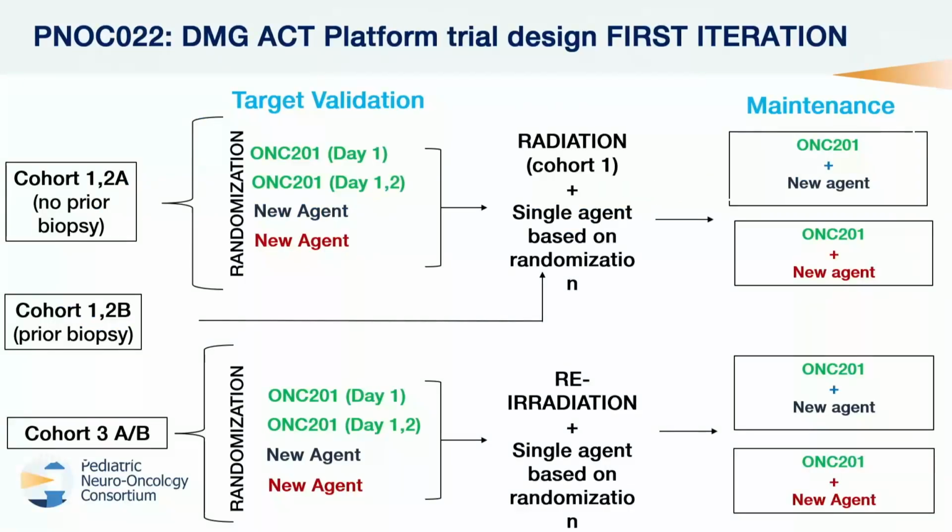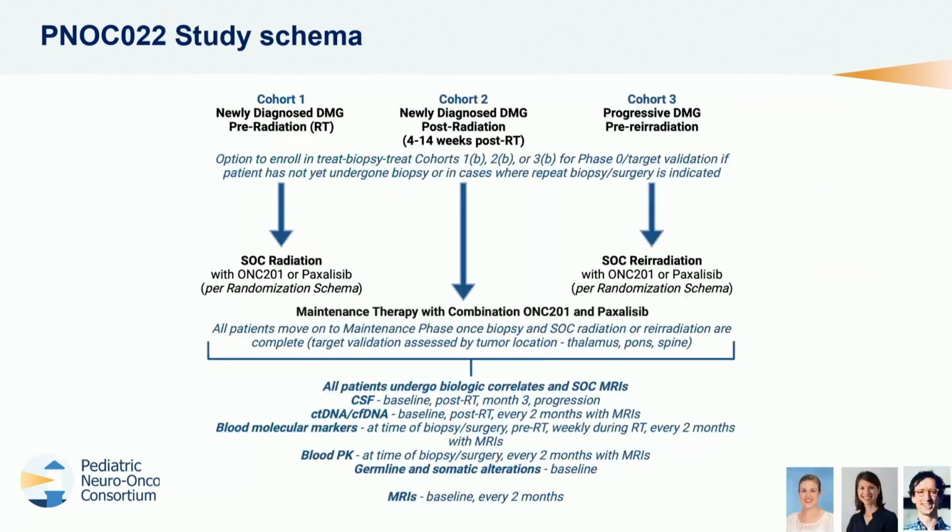In PNOC, we are currently looking at ONC201 and paxalisib plus a novel agent, again based on preclinical studies, where children can participate when they are newly diagnosed, post-radiation, or also at time of recurrent disease, which was a big ask from our foundation and families, that children at time of progression also have an opportunity. And this is one of the first designs where we are also collecting CSF, tumor tissue, as well as the microbiome. And so with that, I will end.